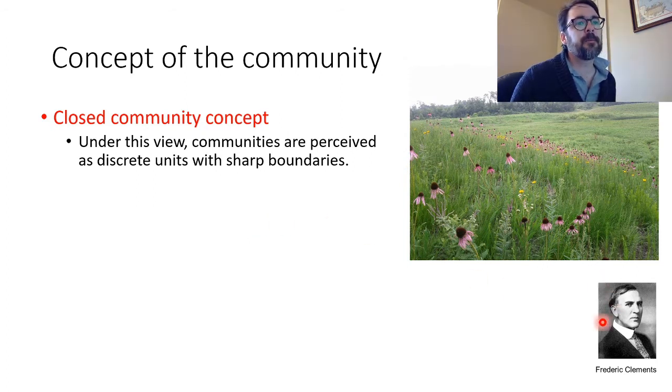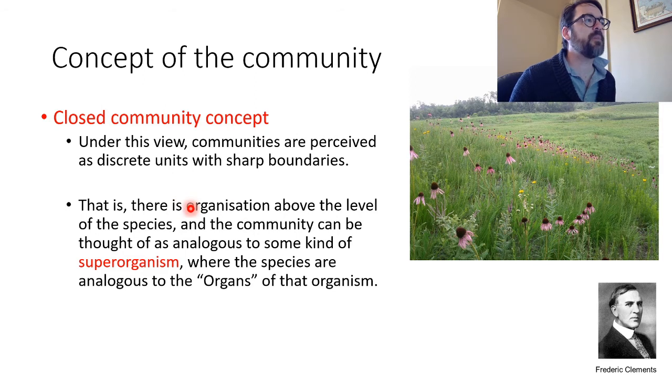So Clements, this stern little fellow here, he argued that communities should be perceived as discrete units with sharp boundaries. So this grassland community is a discrete kind of thing. And he argued that there was organization above the level of the species. And he thought of the community as a bit of a superorganism, where species are analogous to the organs of the system. And so instead of thinking of a grassland as just a bunch of overlapping populations, he said, no, this is a superorganism that's different from the superorganism in the background of this forest. They have discrete boundaries and discrete differences.